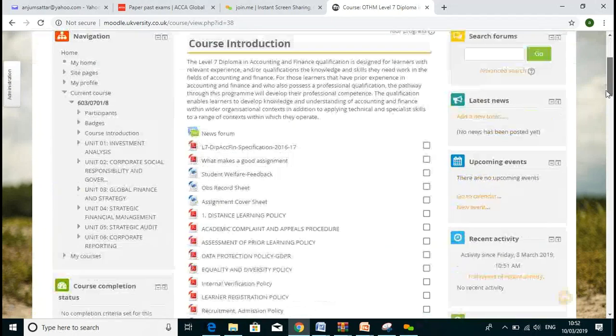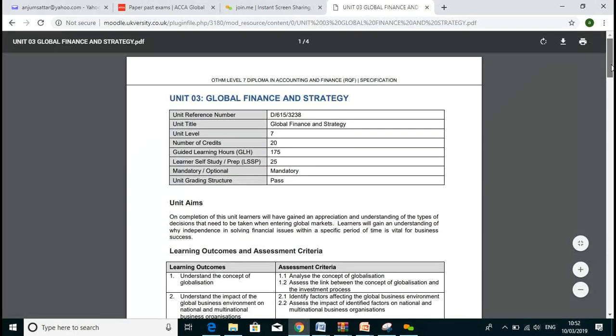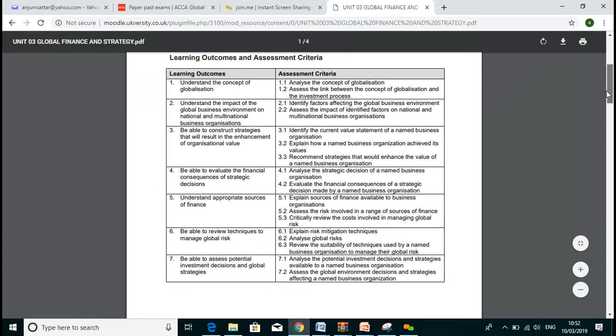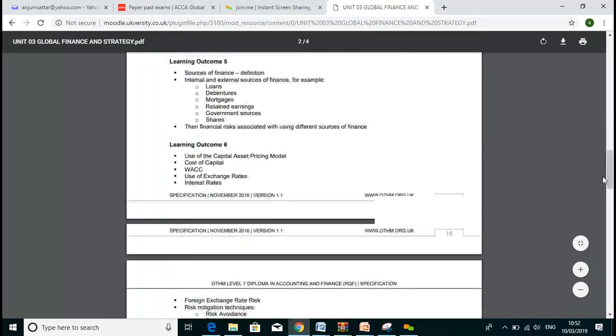Okay, so under finance, which we are doing, we'll quickly go through and then we'll start our proper session. Global finance strategies are the lessons there, so please go through them. And if we look at the learning outcomes, what we're supposed to do, the books are there as well, so please go through those.